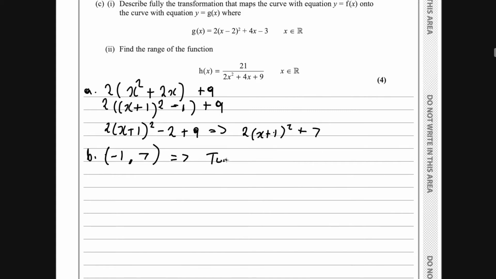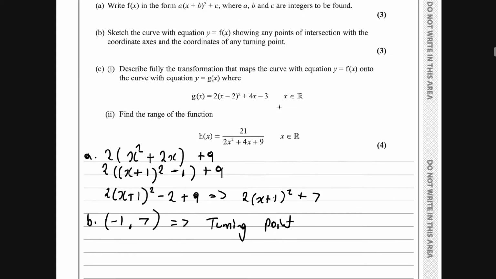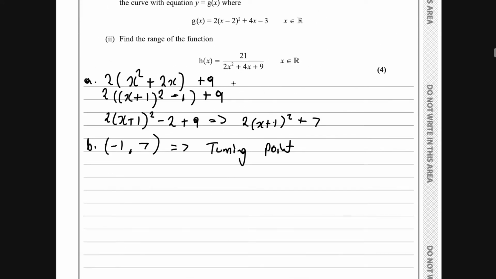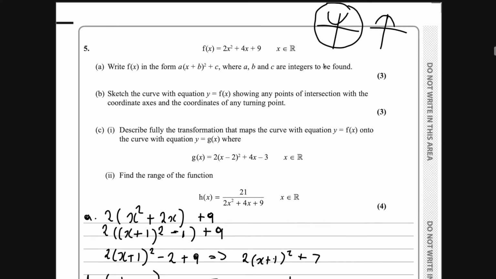And that there tells us the turning point. Now, in terms of the intercept, what we really need to understand is the fact that this turning point is above the x-axis. That shows that there's going to be no real roots. There's going to be no points at which the whole graph intersects the x-axis, and that means that we'll only ever intersect the y-axis.